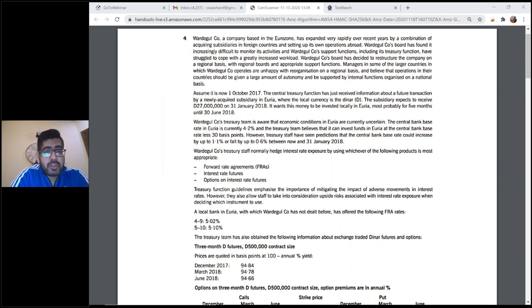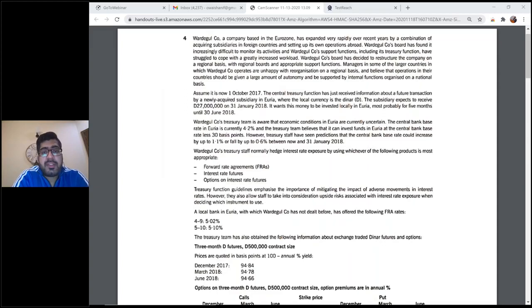Assume it is now 1st October 2017. The central treasury function has just received information about a future transaction by a newly acquired subsidiary in Urea, where the local currency is dinar. The subsidiary expects to receive dinar 27 million on 31st January 2018. It wants this money to be invested locally in Urea, most probably for 5 months until 30th June 2018.